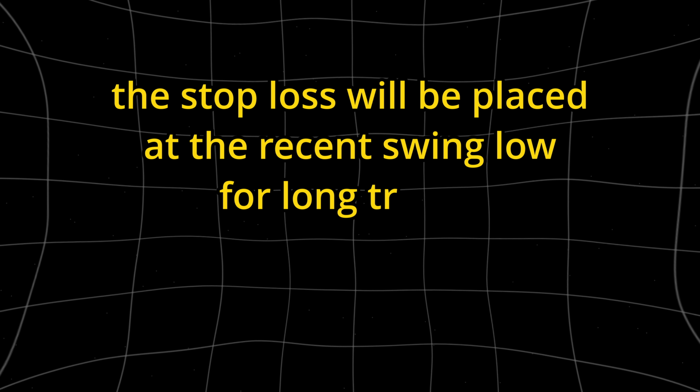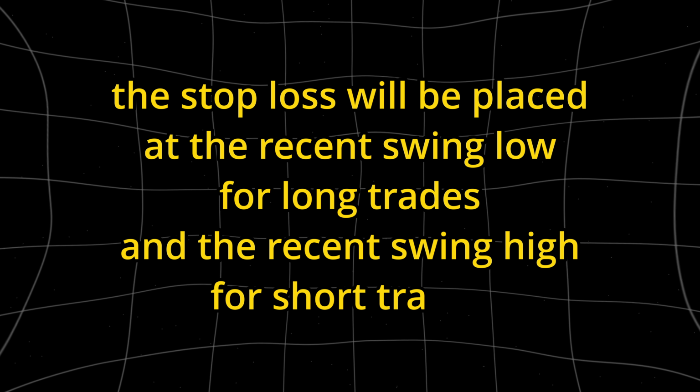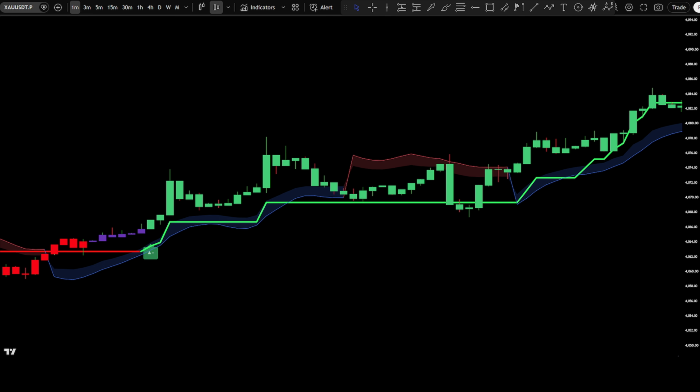The stop-loss will be placed at the recent swing low for long trades and the recent swing high for short trades. With the indicator set up, we are now ready to move into the core of the strategy. Let's start with the rules for a long trade. A valid long trade requires 4 conditions. First, the smart trail cloud must be blue.